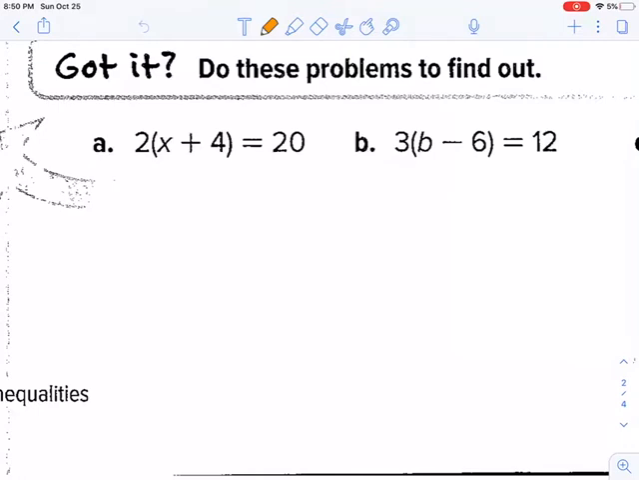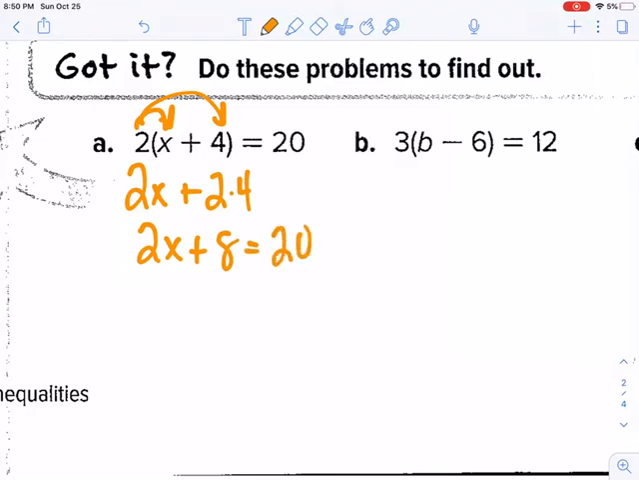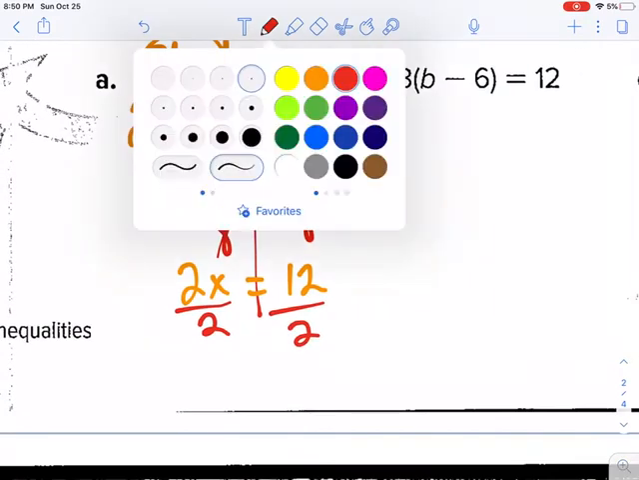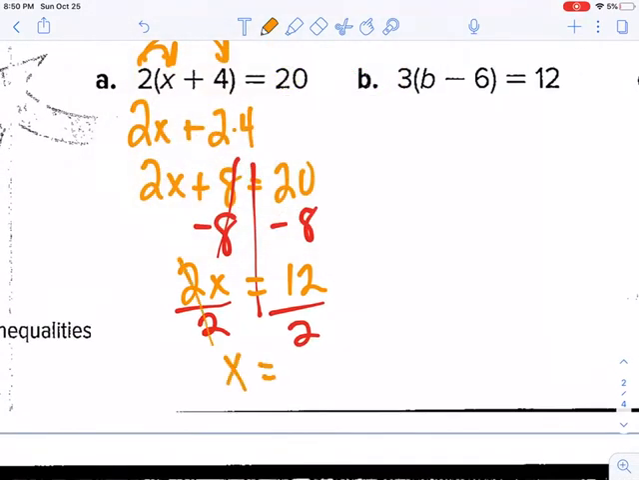So if you look at letter A, you have a 2 on the outside. You have to multiply everything inside by 2. So you have a 2 times an x, a 2 times a 4, and that gives you 2x plus 8 and equals 20. Then you can go through and solve your two-step equation. So we're going to subtract 8 on both sides. That's going to give us 2x on this side, 12 on this side. Then we're going to divide by 2. That's going to give us x equals 6.